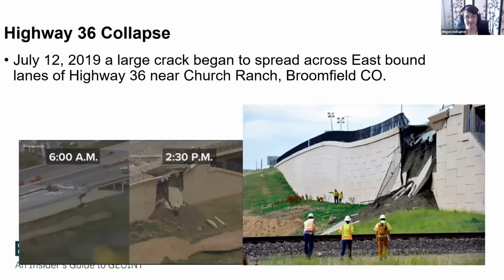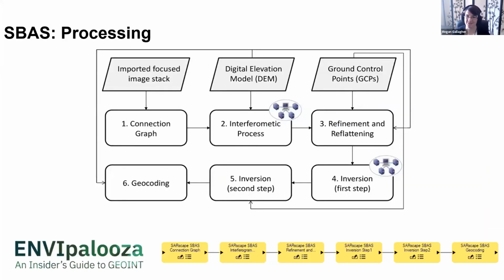An example of this is the Highway 36 collapse that happened July 12th, 2019, near where our office is in Broomfield, Colorado. A large crack began and all the eastbound lanes were closed because pretty much the entire east side of the highway collapsed. I thought it'd be interesting to see if we could have noticed this collapse far before it actually happened.